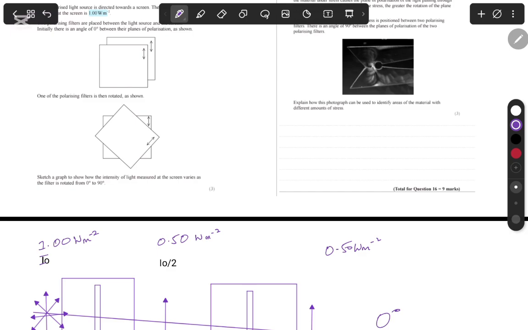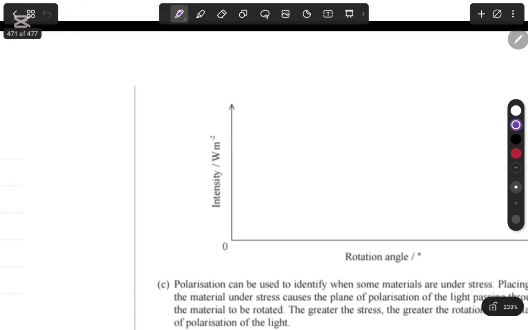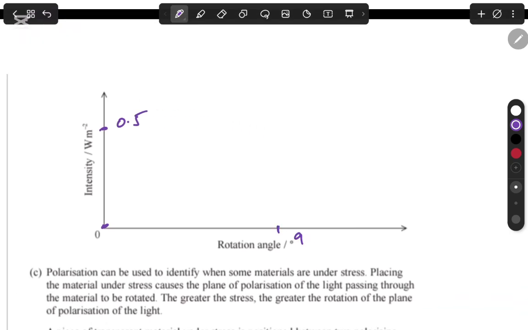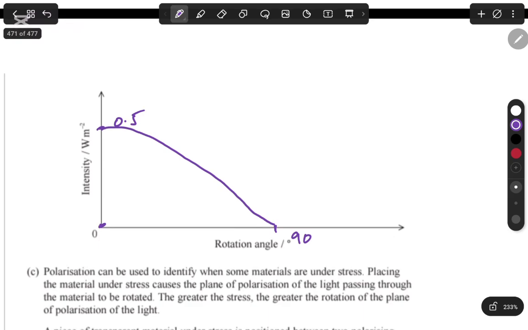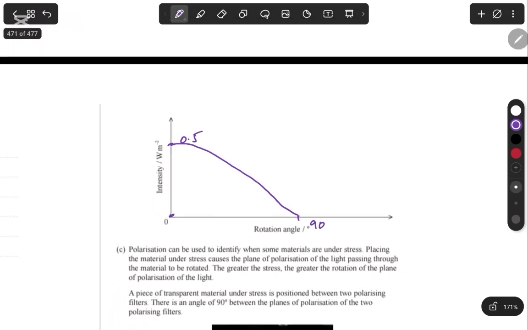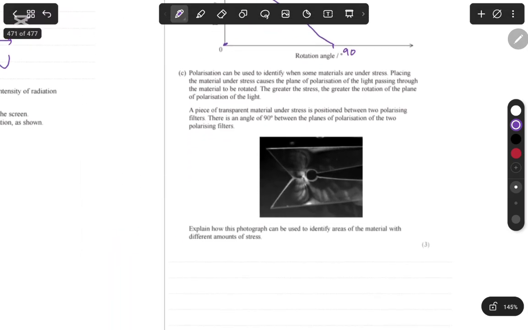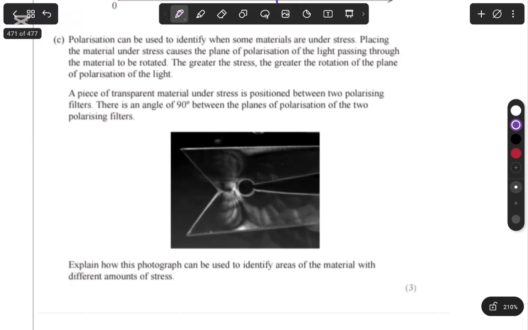Okay? So when we're at 0 degrees, our intensity is going to be 0.5. And then when we're at 90 degrees, it's going to become minimum. So we go from max and we're going to go to minimum. So something like this. So that's going to be your graph. Okay, and now we're going to go to the next part, part C.